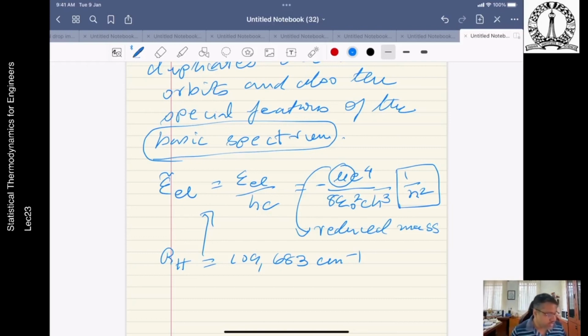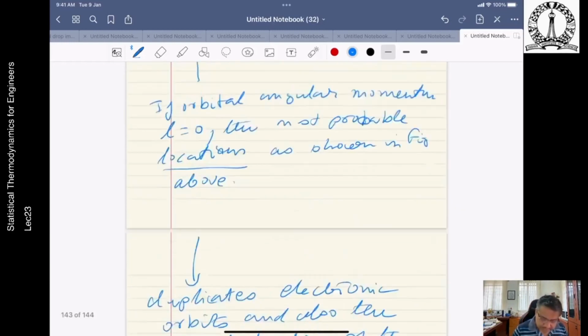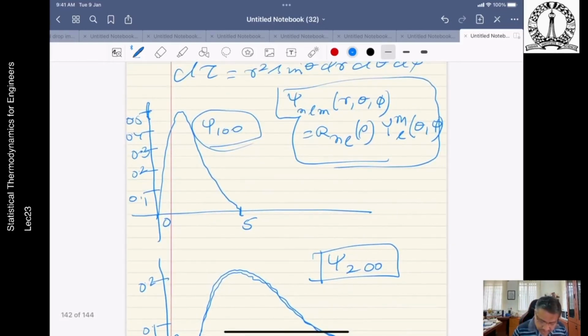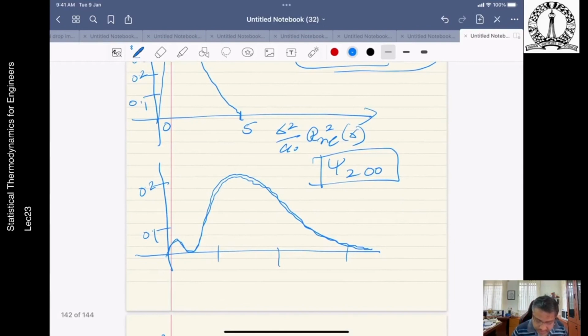When you look at the probability distribution for these different cases, what I forgot to write is that the axes are given as sigma squared divided by a0, into R n l squared, into sigma. This is the radial function, where sigma is R by a0. It is a dimensionless probability distribution function associated with the radial portion of the wave function.